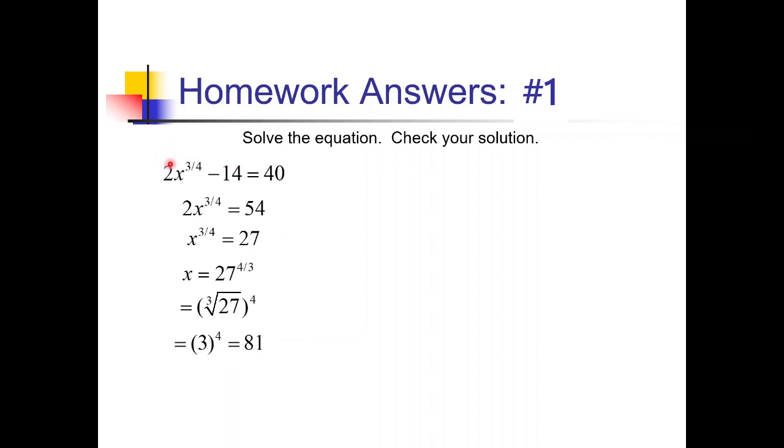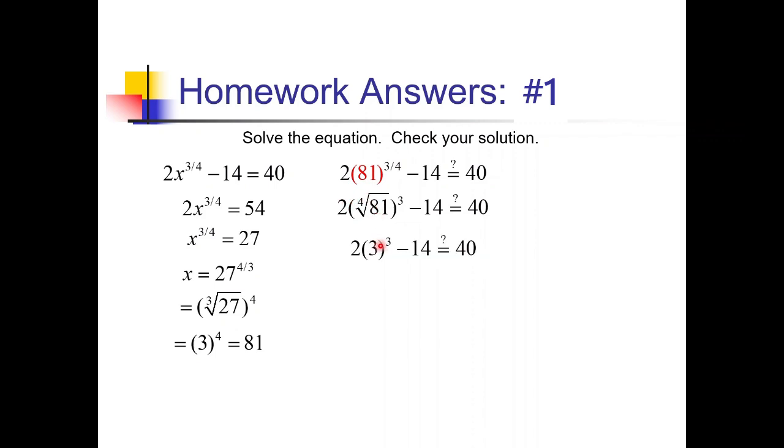So let me do 2 times 81 to the 3/4 minus 14 equals 40 and see if that actually comes out the same. So I can rewrite this exponent now as the 4th root of 81 to the 3rd power. The 4th root of 81 is going to be 3. 3 cubed is 27. And then 27 times 2 gives me a 54 for that first term. And then 54 minus 14 is 40. So that means that 81 is our answer.